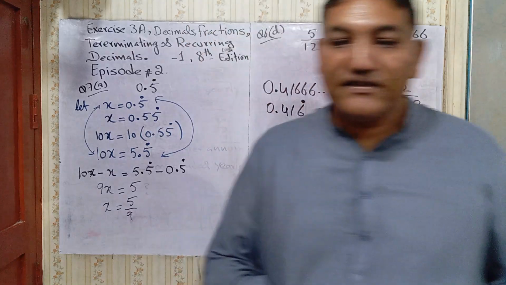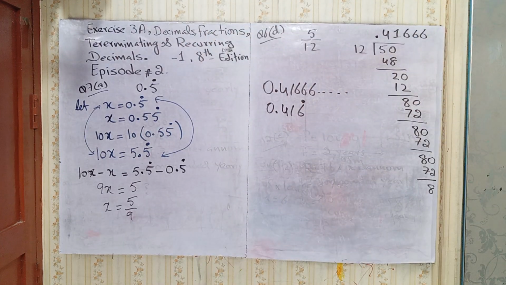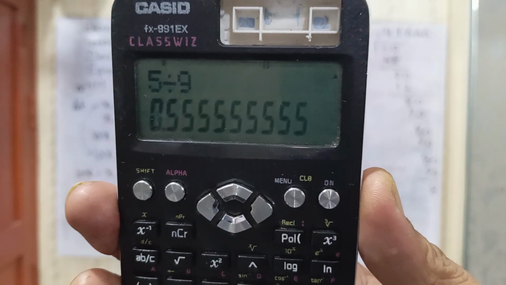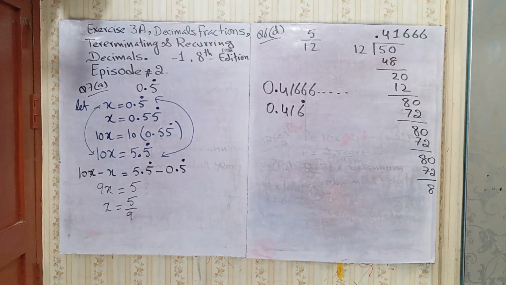I can check if this answer is right or not. I can use my calculator. So if I divide 5 by 9, the answer is 0.5555555555555. So that means our answer is right. So this is how you will convert this recurring decimal into a fraction, and this is the proper procedure by which we do this. So I hope you understand.